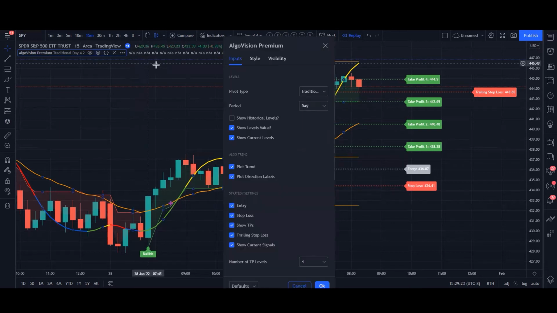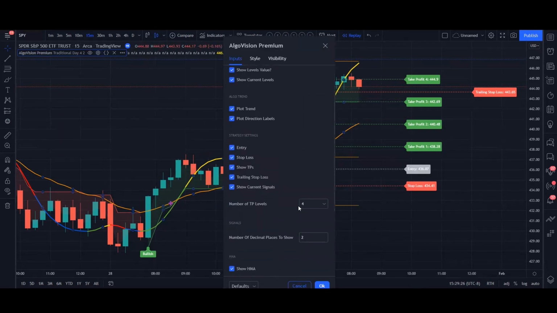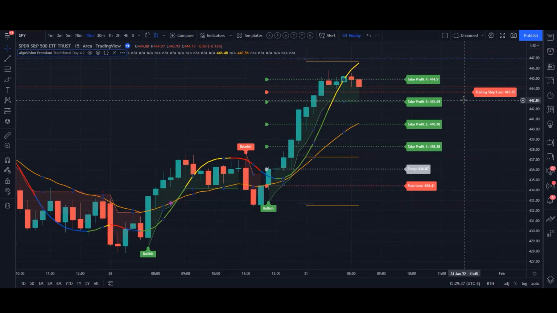To do so, go into the settings tab, scroll down to number of TP levels, and you can have a drop-down menu where you can range from 0 to 10. So if you would like more take profits, you can go ahead and select a higher number. There is also a trailing stop loss that can be used while leaving runners.